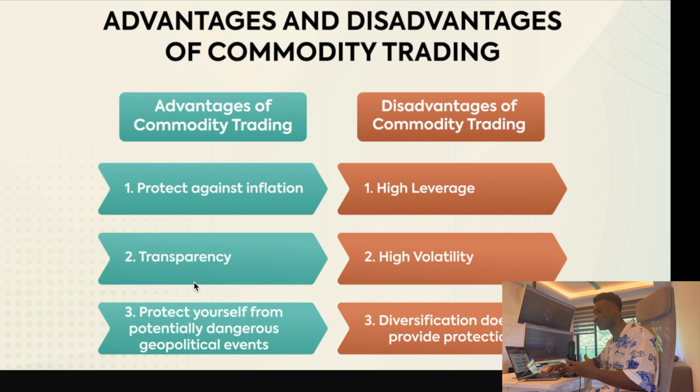So in commodity trading, you can expect more transparency, because it cannot be put into the supply of the commodities that you're trading. You can also protect yourself from potential dangers like geopolitical events. Like if there's an event in your country going not well, you can go and buy gold in order to save yourself, in case you want to travel to another country and exchange the gold for that currency to survive.